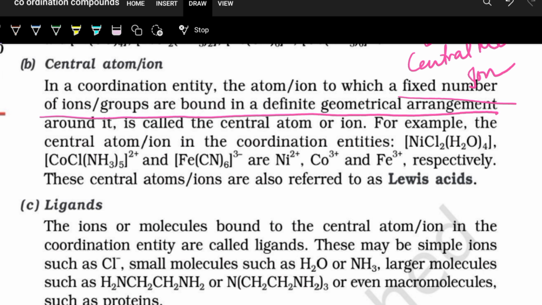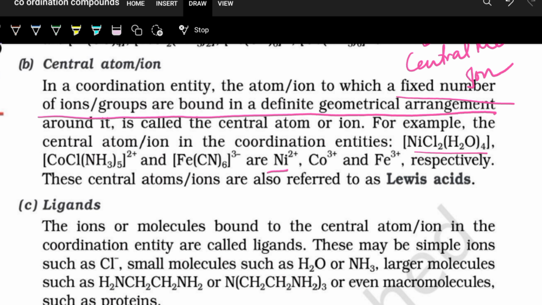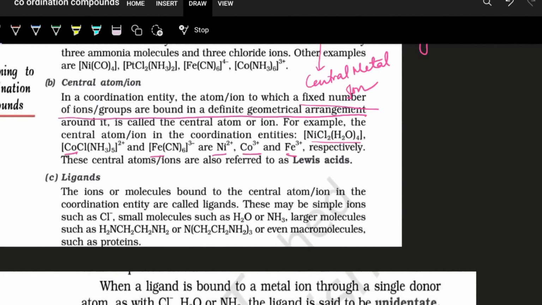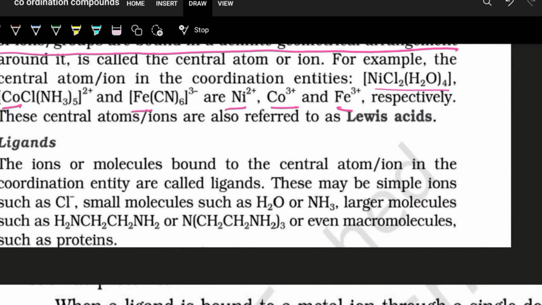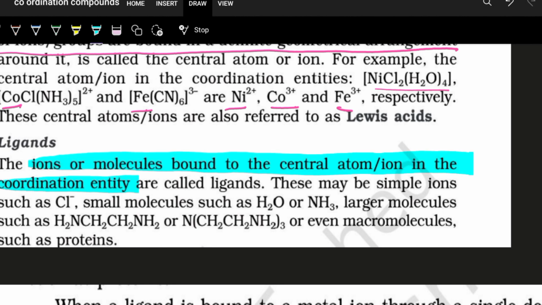And let us see, like over here, what are the oxidation states? In this compound, it is Ni2+, Co3+ in the next, and Fe3+ in the next. How do we know this? To know this, we need to know about the ligands as well. So let me tell you about the ligands. The ligands are the atoms or groups of atoms that are bonded to the central metal atom or ion. So ions or molecules bound to the central metal atom or ion in the coordination entity are known as ligands. These ligands can be negatively charged, can be positively charged, can be neutral atoms as well.